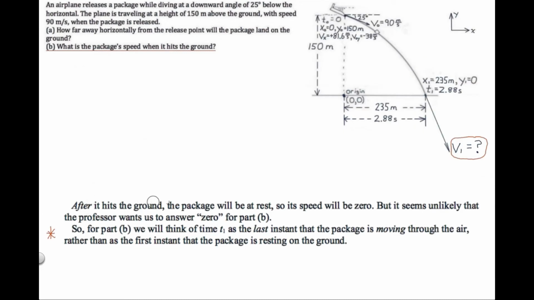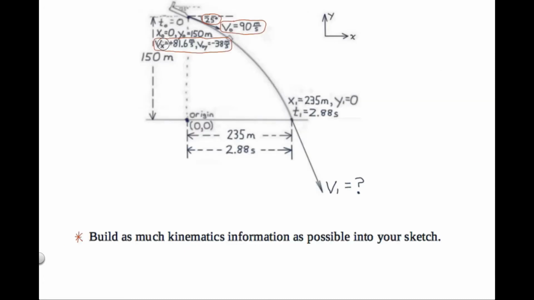After it hits the ground, the package will be at rest, so its speed will be 0. But it doesn't seem likely that the professor wants us to answer 0 for part B. So for part B, we will think of time t1 as the last instant that the package is moving through the air, rather than as the first instant that the package is resting on the ground. You can see that we know everything there is to know about the package's velocity at time t0. But what do we know about the package's velocity at time t1?